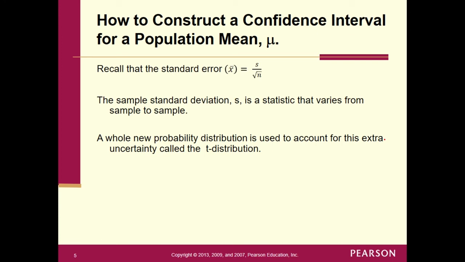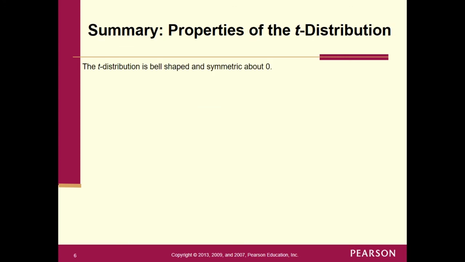So remember, the sample standard deviation, s, is a statistic that varies from what? Sample to sample. And so remember, we have a whole new probability distribution to account for this extra uncertainty. And this new probability distribution is called what? The t distribution. All right. So let's talk about the t distribution. The t distribution is bell-shaped and it's symmetric about 0. So if you can imagine that, 0 is in the middle. So that means on the left-hand side, you can get negative values of t and you can get positive values of t. The probabilities depend on degrees of freedom.